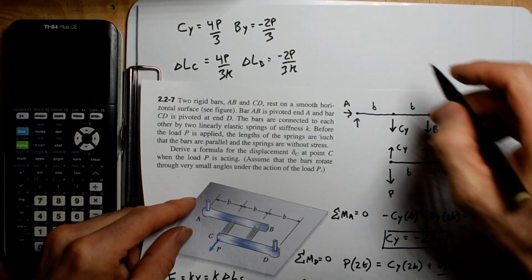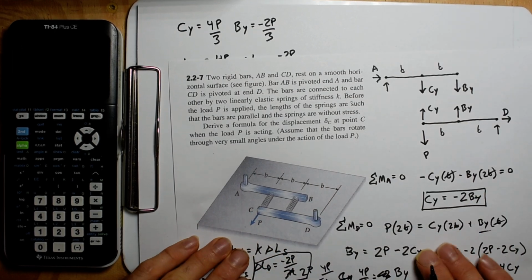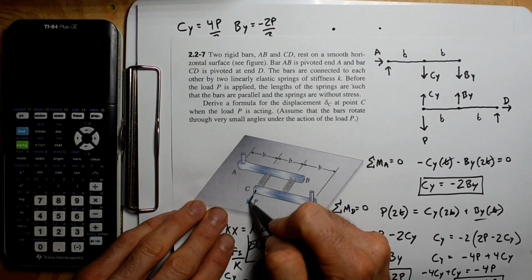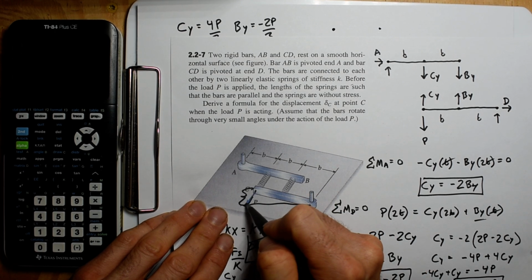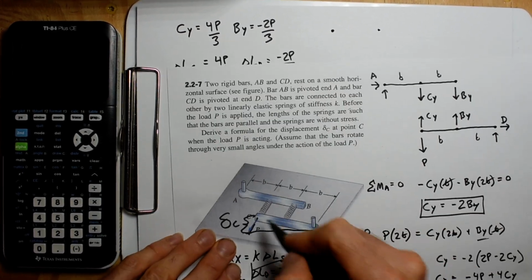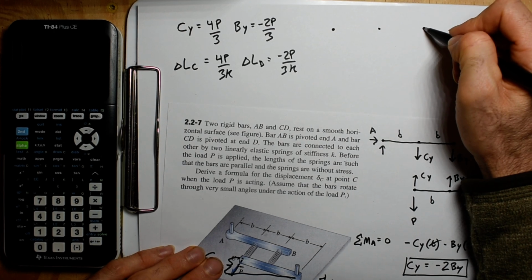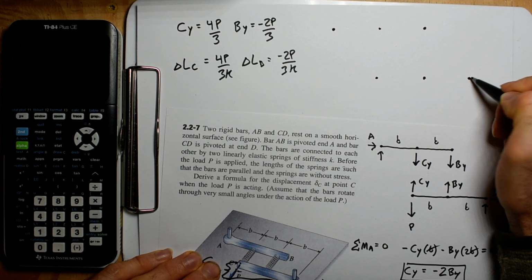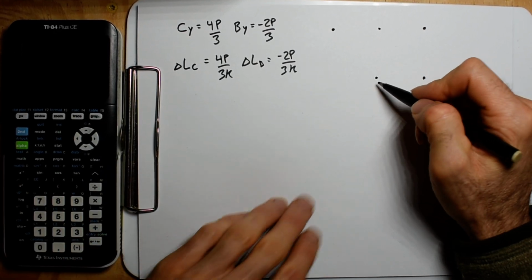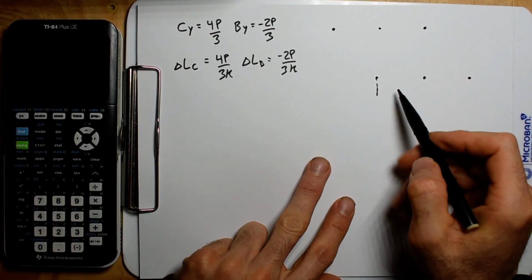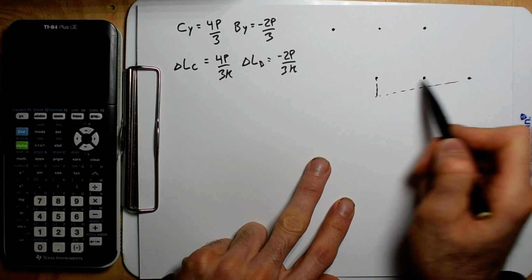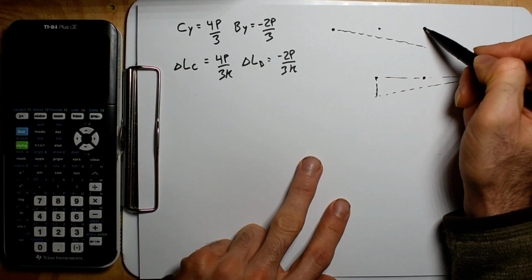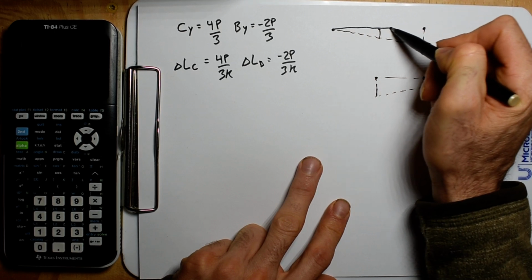So let's get our picture of what is going on again, because now we need to relate these. The question asks how far this thing goes down. This distance right there is delta C, so we need to find that. Let's draw our picture one more time. What's going to happen is when we put the load here, this bar is going to go down, and then this bar is going to go down. So here are our 2 bars.